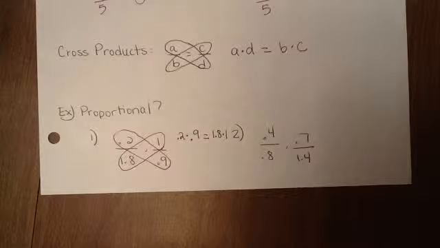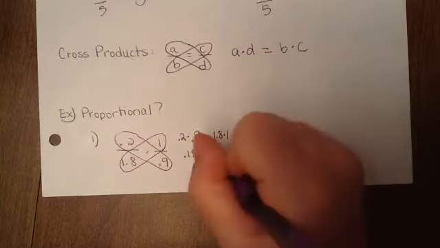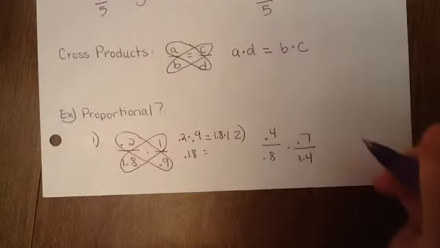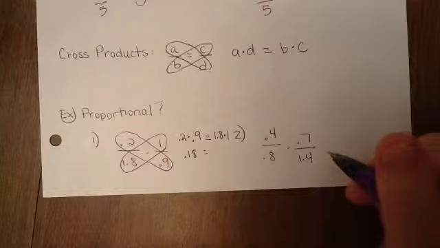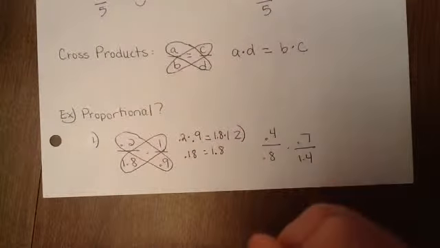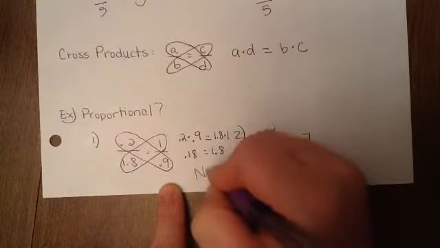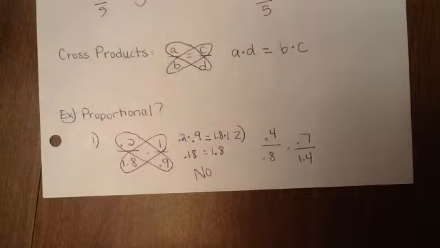Okay. 0.2 times 0.9 is 0.18. And 1.8 times 1, 1.8. Are these proportional? No. They are close. They look almost like each other, but in fact they are not. Multiply your diagonals, see if they are the same. Try this next one on your own.